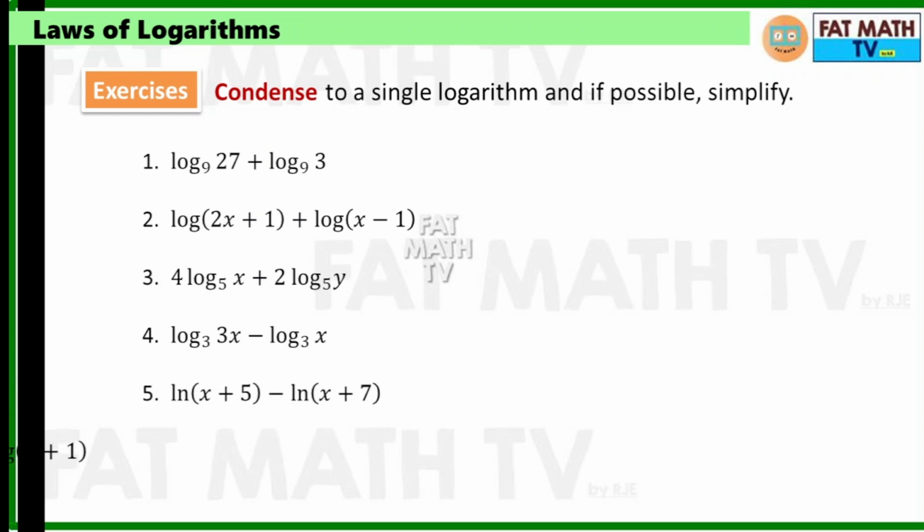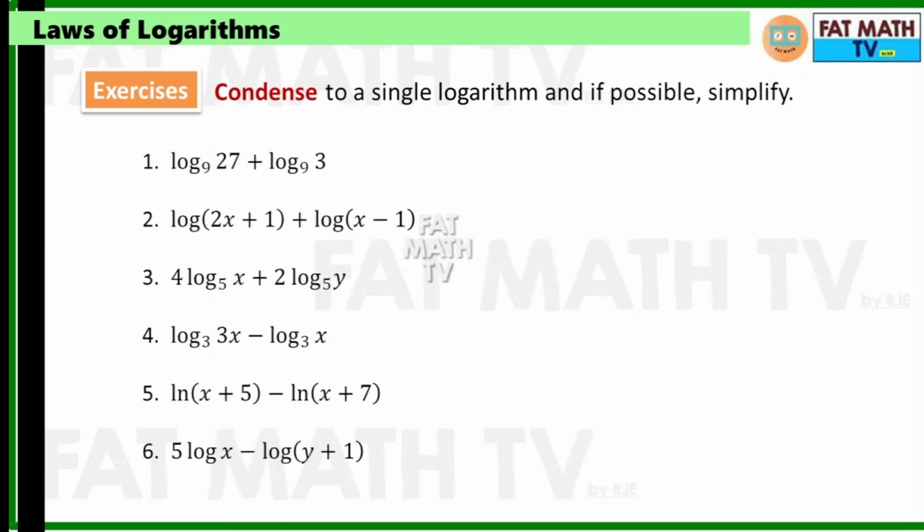Okay, let us check your understanding with these 6 items. 1 to 3 includes sum of logarithms. You have to condense to a single logarithm. And numbers 4 to 6, difference of logarithms. Remember that if you have a coefficient, that can be the exponent of what's inside the logarithm. And if you have a sum of logarithms, you can express that as the logarithm of the product. And if you have a difference of logarithms, you can write it as the logarithm of the quotient.